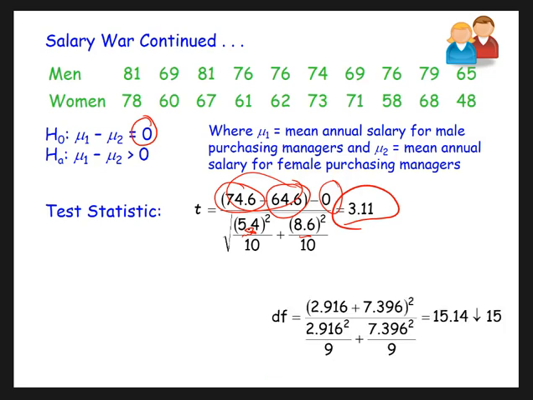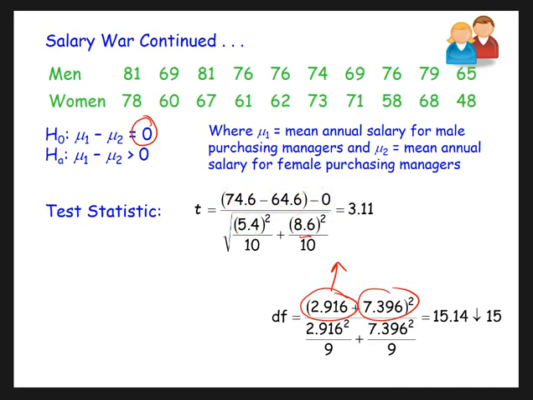Let's find the p-value of that. So for the p-value, we need to find the degrees of freedom. So we combine. Remember, the 5.9 here is that V1. That V1 is found by taking standard deviation 1 squared and dividing it by the sample size. So basically, this value right here is V1, and this value right here is V2. So that's where these each came from. And we get 15.14. Again, we truncate that, which means we always round it down to 15 degrees of freedom.